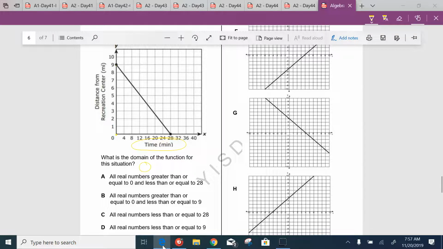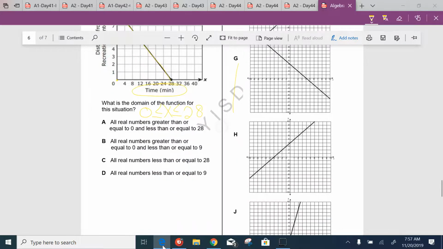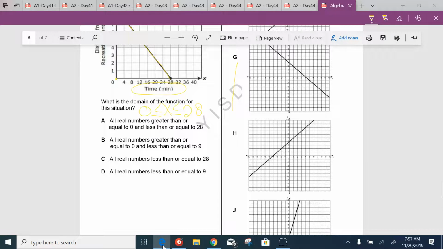All right. As the graph continued, he took no breaks. Time continued solidly until he arrived home, it appears, and that was in about 28 minutes. Domain is represented by our x value, and he was riding the whole time with no breaks from 0 to 28 minutes. So let's take our choices. All real numbers greater than or equal to 0 and less than or equal to 28. So everything bigger than 0, that means everything going to the left that way, but less than 28, and equal to it, which is true.